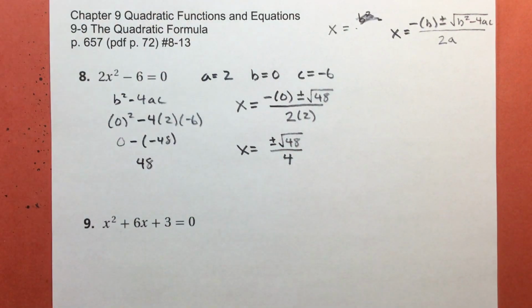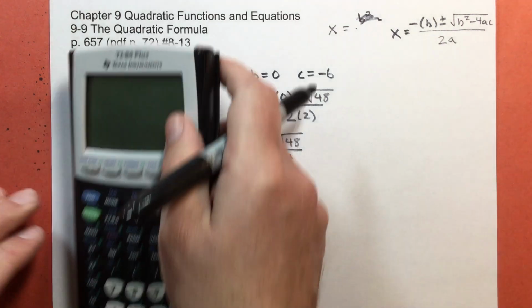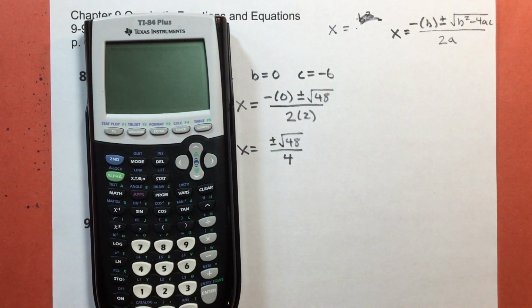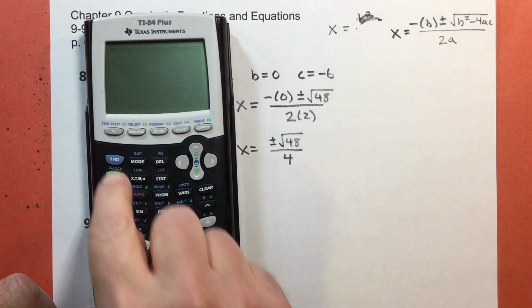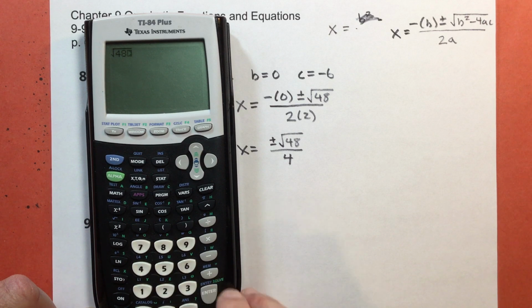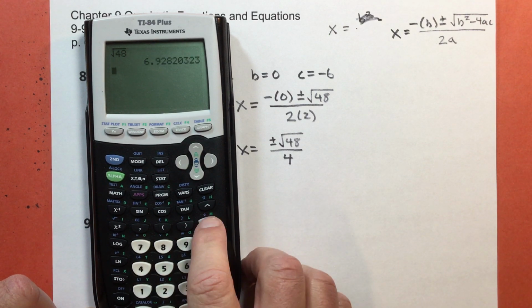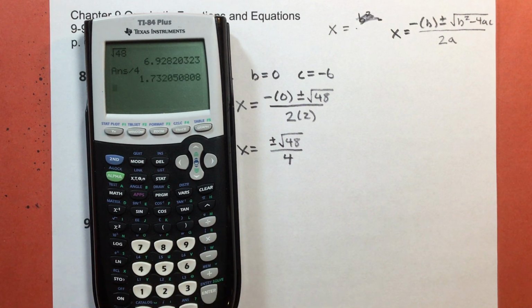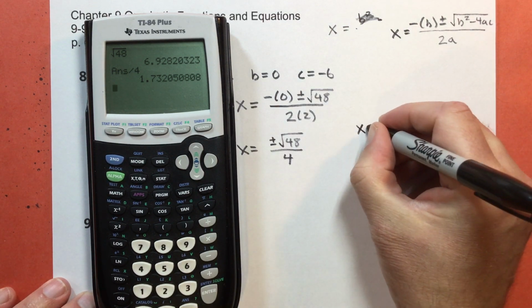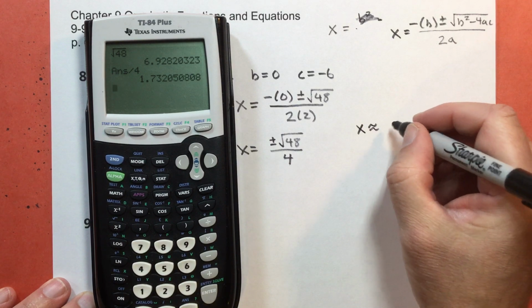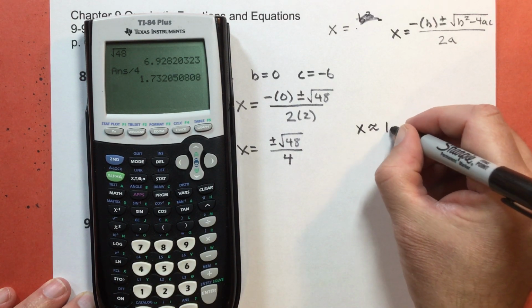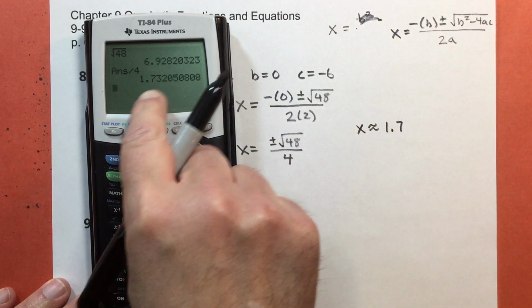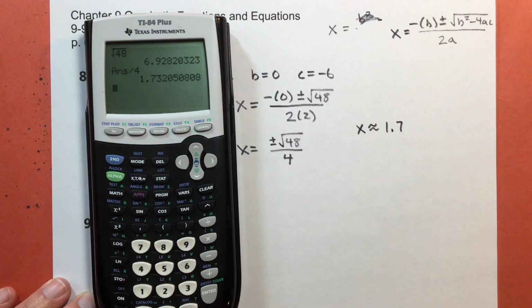So this is what I have to put in my calculator. I'm going to do first the positive. So this is square root of 48. Hit enter. And I'm going to divide that by 4. Now, positive divided by a positive is a positive. So my first estimation, I'm going to go to one decimal place, 1.7. It's actually 1.732 if I went further.